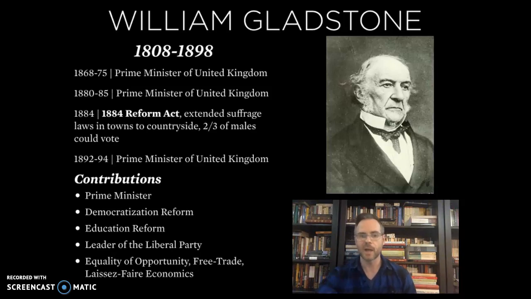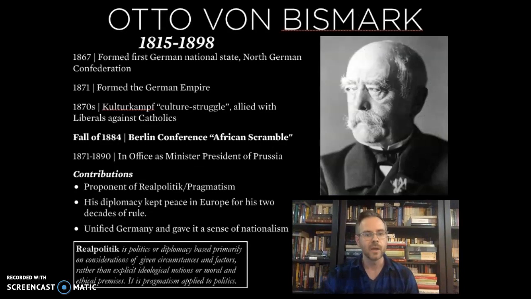When we talk about mass democracy and when we talk about nationalism, we also talk about Otto von Bismarck. In 1867, Otto von Bismarck formed the first German national state, the North German Confederation. He served as the minister-president of Prussia for 2 decades, from 1871 to 1890, underneath Wilhelm I. In the fall of 1884, he was the one who organized and coordinated the Berlin Conference, which we're going to talk about more in our next lecture.